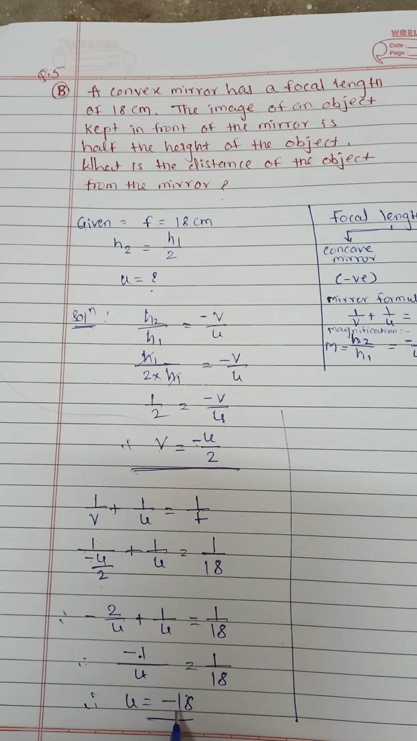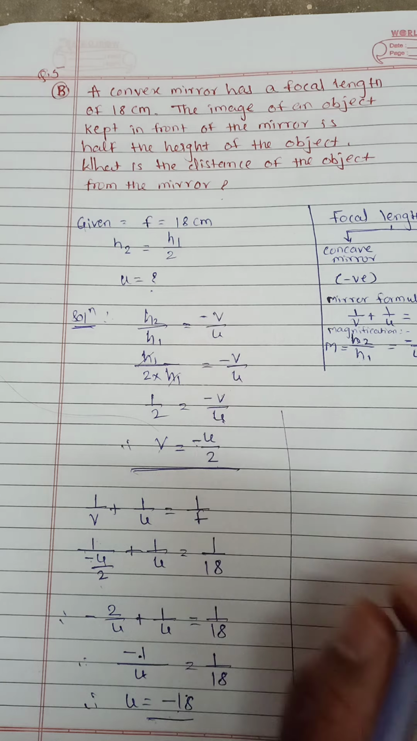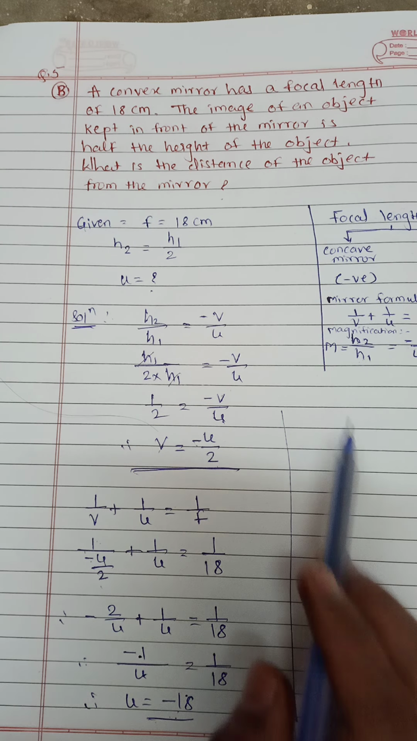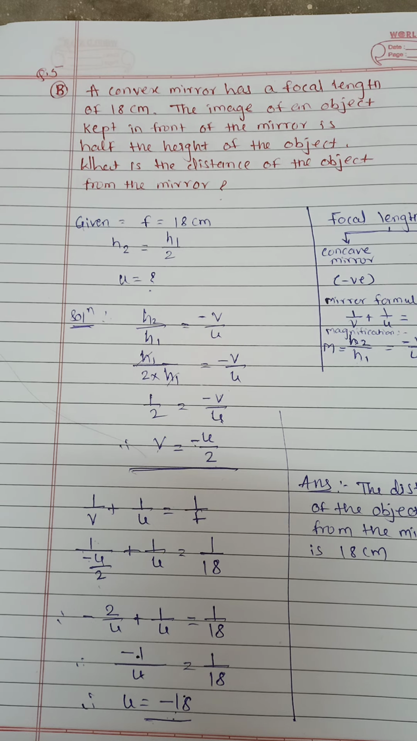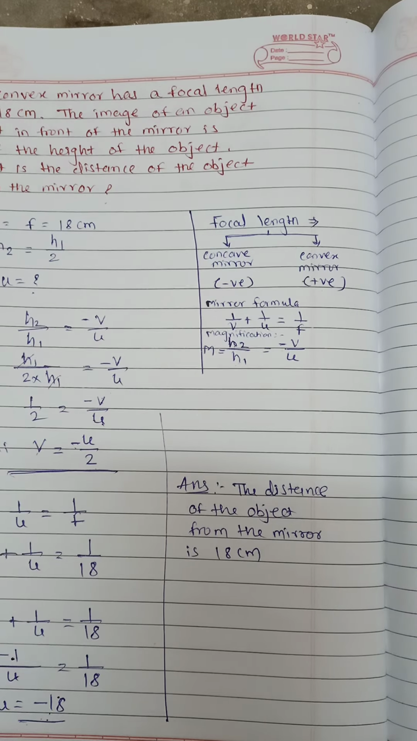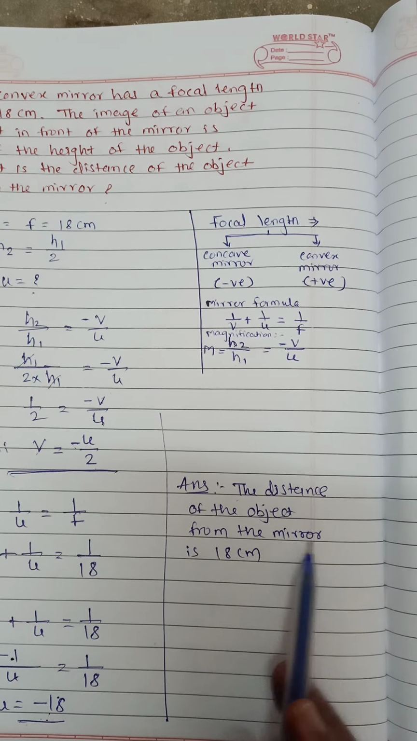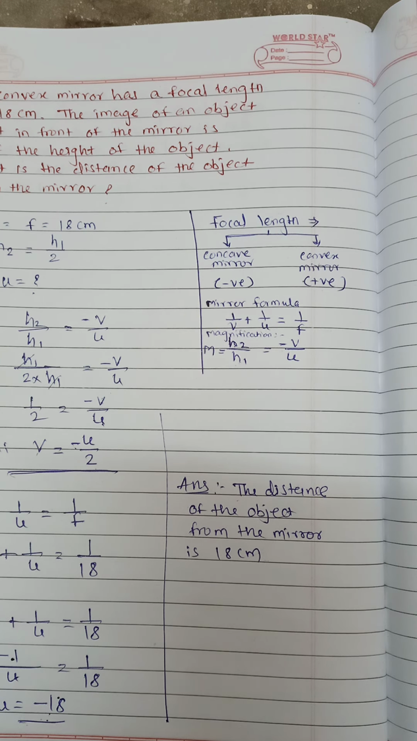But while writing the answer, we don't have to write the minus sign. We'll just write 18 centimeter. The distance of the object from the mirror is 18 centimeter. So this is the final answer. The distance of the object from the mirror is 18 centimeter.